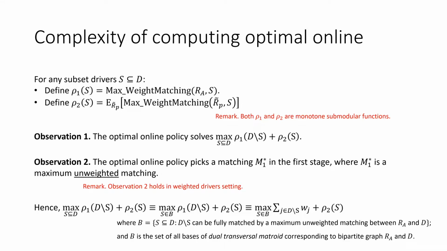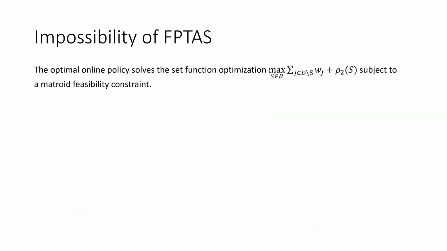For someone who is familiar with matroid theory, this set B is actually the set of all bases of the dual transversal matroid corresponding to the bipartite graph RA and D. Cool. So at this point, we know that the optimal online policy basically needs to solve the following set function optimization subject to a matroid feasibility constraint.